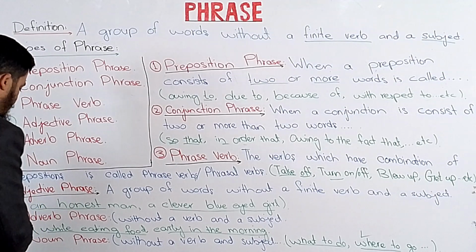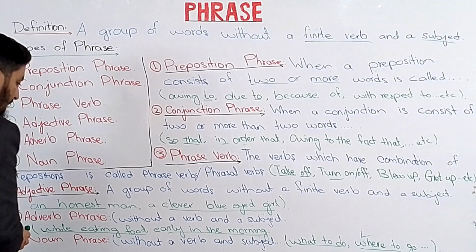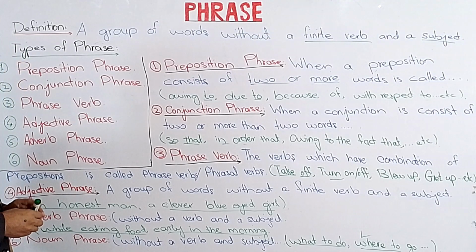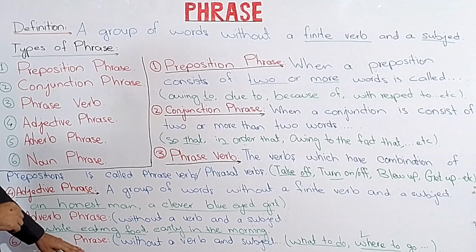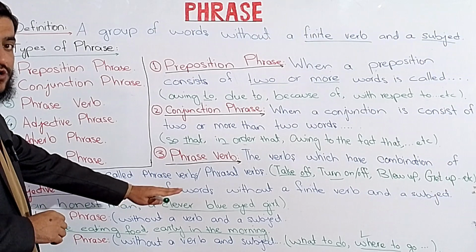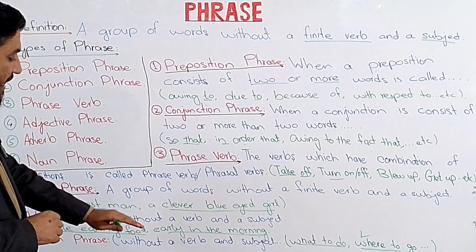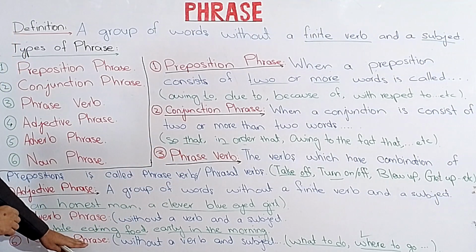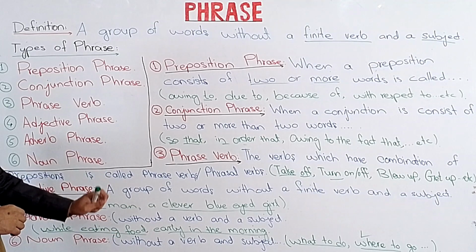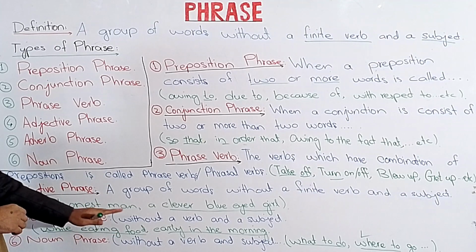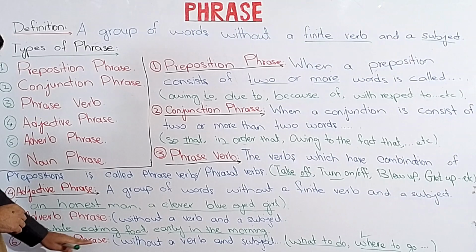While, whenever a sentence starts with "while" or with a WH word, and the subject cannot be identified, then it will be called an adverbial phrase. Then come the noun phrases. It's again a group of words which do not have a finite subject and a verb. Its function is as a noun, as a pronoun, as a subject in the sentence. It will be called a noun phrase.